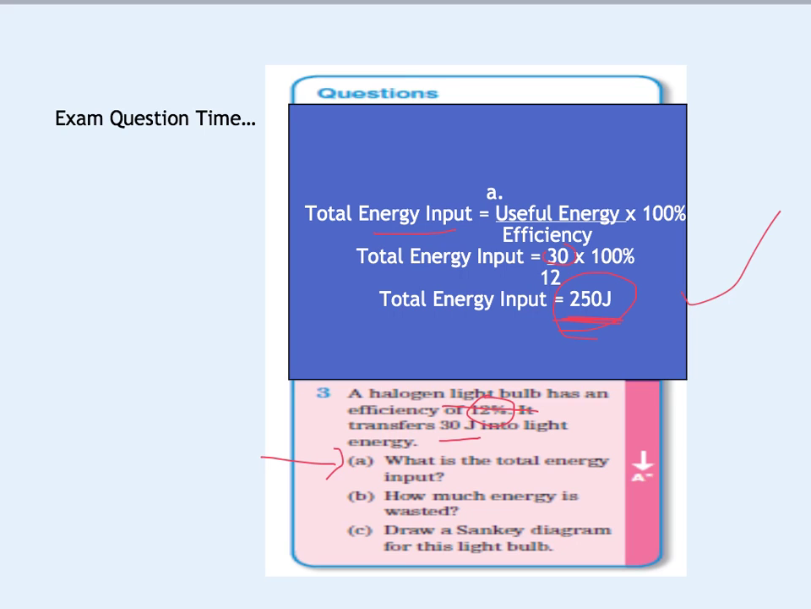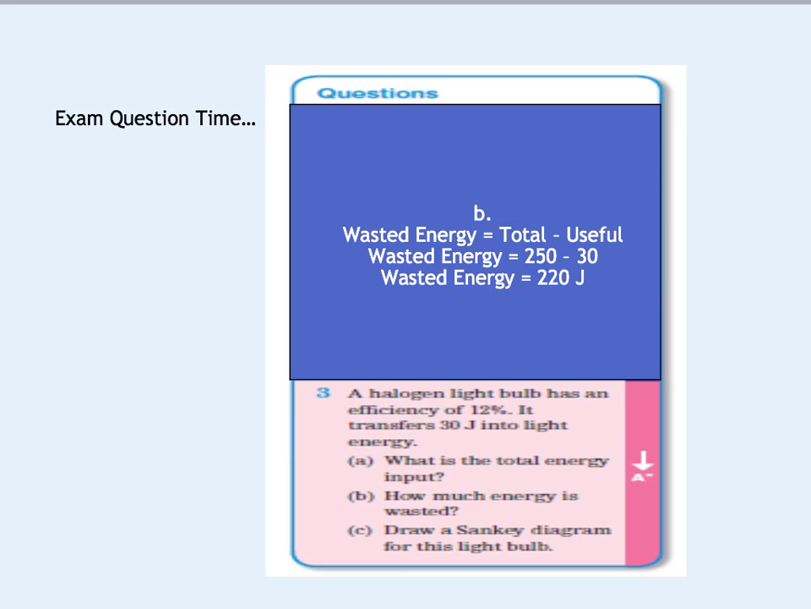Right, now you've had a chance to do it. So the wasted energy, you take the total energy and you subtract the useful energy. So for part A, we calculated that the total energy was 250 joules, and we know that the useful energy is 30 joules because that's the light energy. So 250 minus 30 gives you 220 joules. So you've now successfully done A and B, and let's see if we can draw a Sankey diagram for this light bulb.